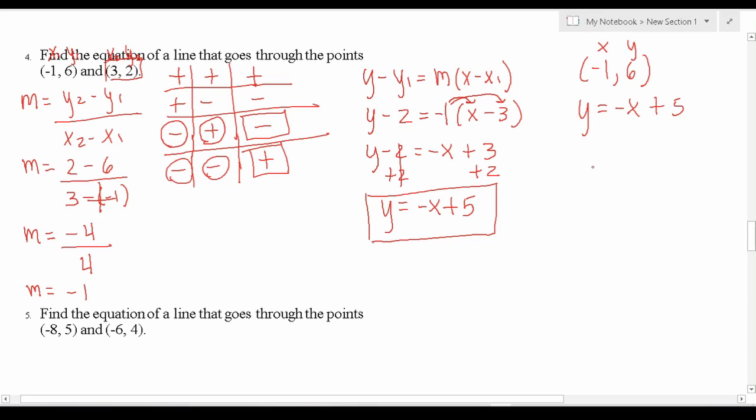Y, of course, is 6. X is negative 1, so this is negative of negative 1 plus 5. 6 equals negative times negative. This becomes just 1 plus 5. 6 equals 1 plus 5 is 6. True statement. So we know that this equation that we wrote to represent the line that passes through these two ordered pairs is in fact correct. Okay, so we know we got this one.